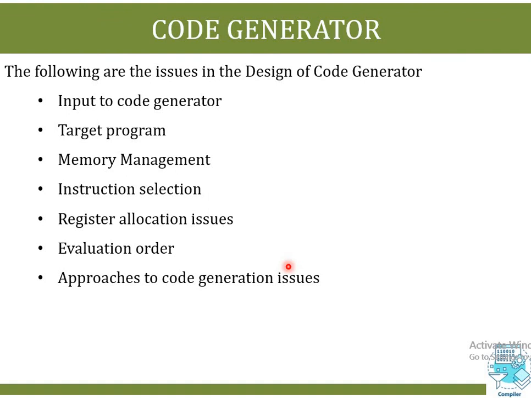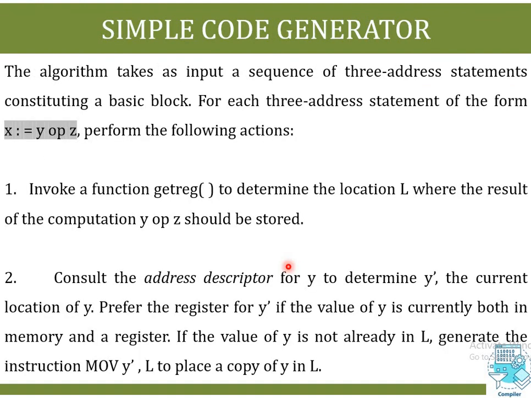With this, we are moving to the final topic, that is, a simple code generator. How to generate the code? We have an algorithm for it. Now we are going to discuss the algorithm with a simple example. Let us assume that we have an instruction x = y operator z. So we have a three address code like this. The operator can be anything, plus, minus, multiplication, some binary operator.